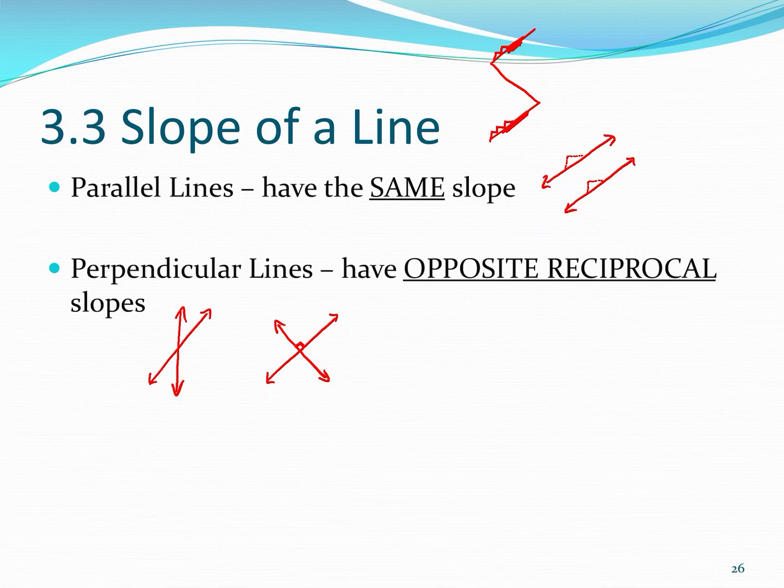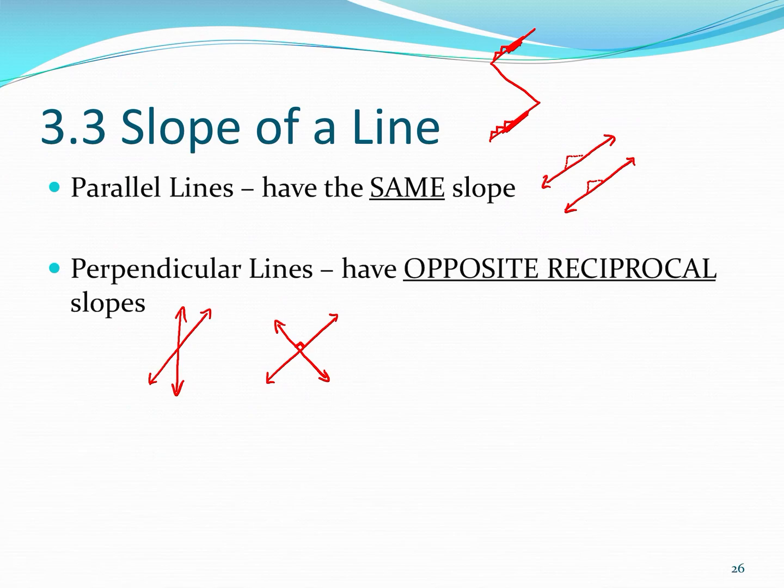You may have tile on your floor in the room that you're in, and you may see lines that run back and forth across the room, and you might see lines that run the opposite direction of that. And where they meet, the corner of that tile would be perpendicular. And so those grout lines maybe are perpendicular. And so you maybe can see those around you.